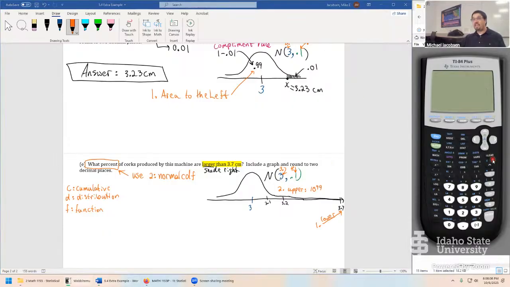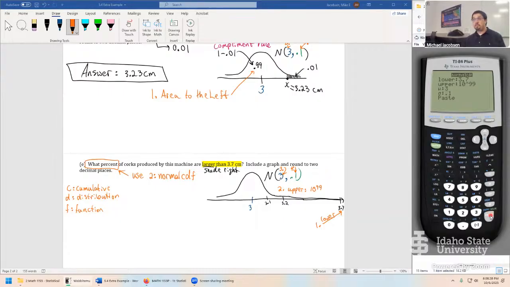So putting this all back in the calculator, it was in right, but this is what it should look like. Go second bars, option 2. The lower is 3.7, way out here. Upper is 10 power 99. Mu is 3, sigma is 0.1. We're going to round this to 2 decimal places.